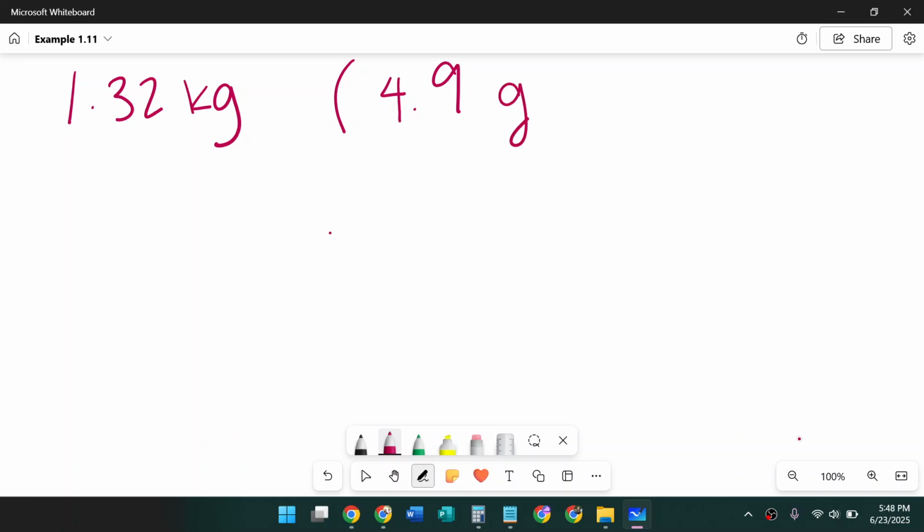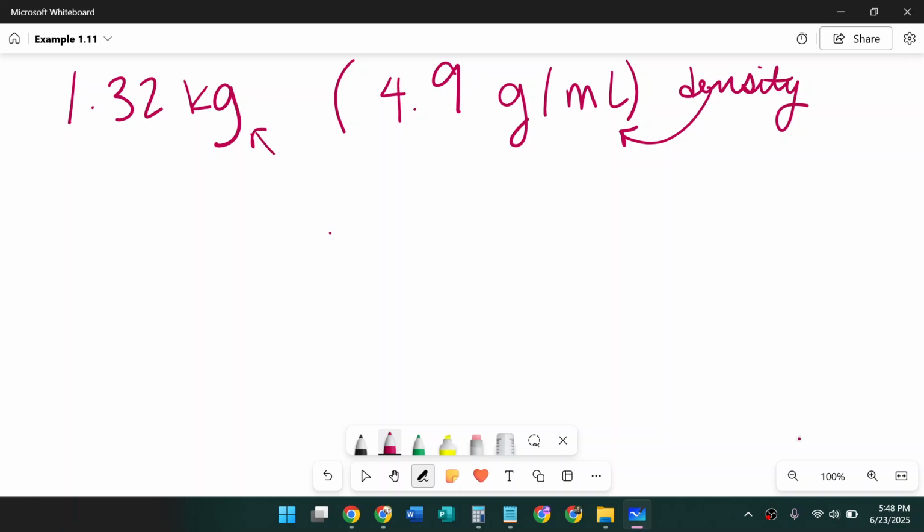This is example 1.11 from the book, and it says the mass of a sample of iron pyrite is 1.32 kilograms, and it wants to know what its volume is. And it tells us something in parentheses, because who just happens to know the density of iron pyrite? And we found out that that is 4.9 grams per milliliter. It has the unit that should make it obvious it's density, but in case you get confused, you can label it.